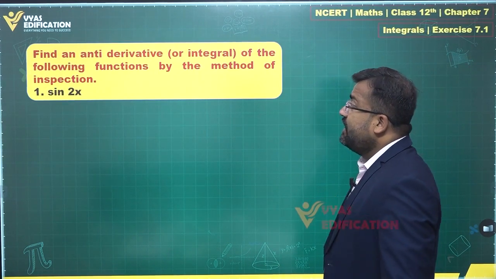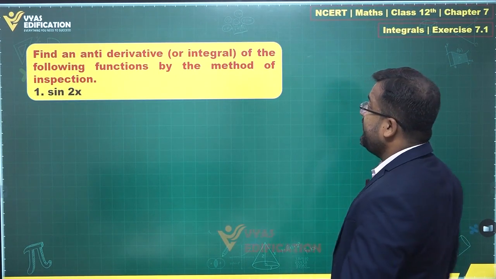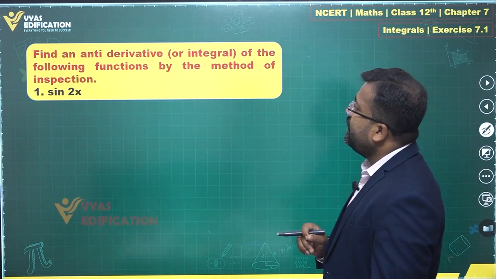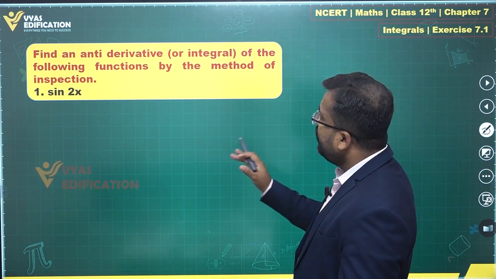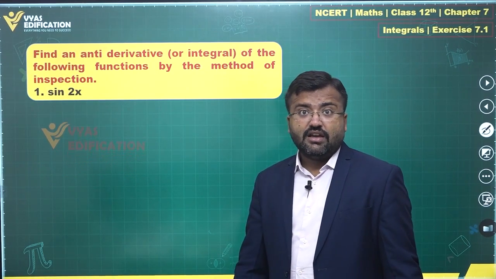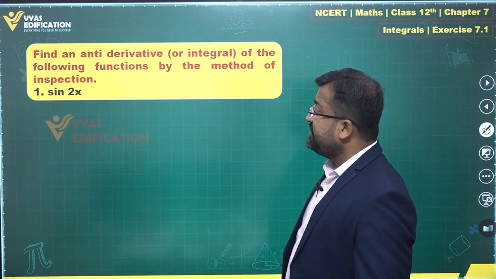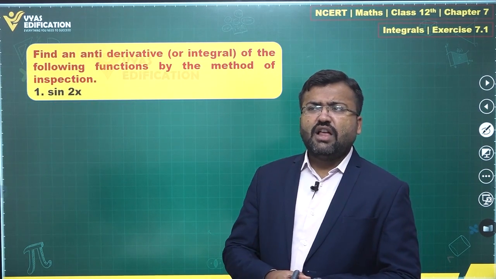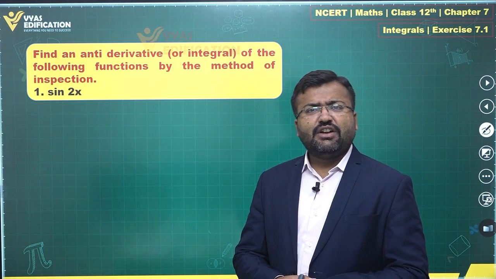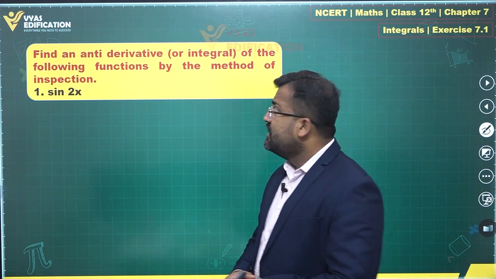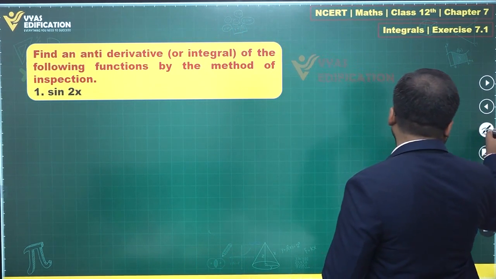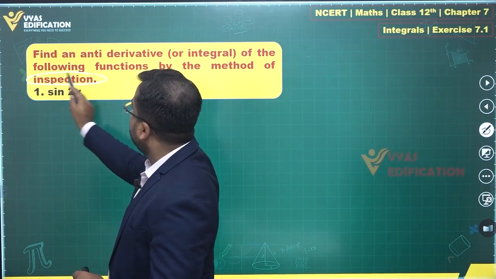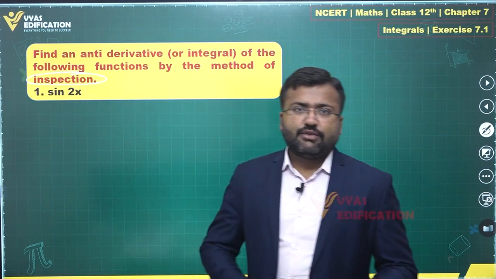Let's begin with the first question over here. The question says, find an antiderivative or integral of the following functions by the method of inspection. Okay, so the method of inspection says that we have sin 2x. Sin 2x could have come by taking the derivative of something, cos 2x, right? I'm not dealing with any formula right now, as the question says that we have to inspect. So we just have to inspect.